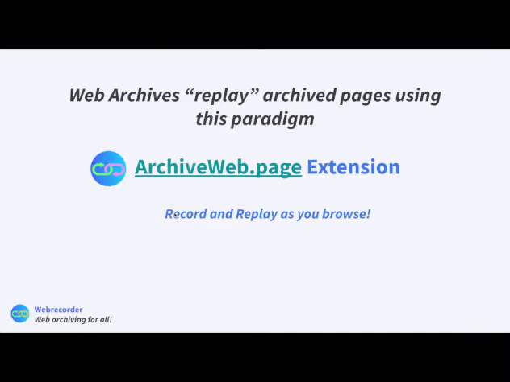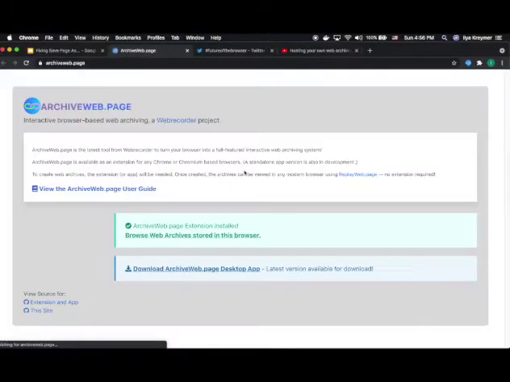This is actually sort of in part how web archives already work. We call it web archive replay, where web archives replay archived web pages. Now, the Archive Web Page extension takes us a step further by building in the record functionality as well as the replay directly into the browser. And so I'll do a quick demo of how this works.